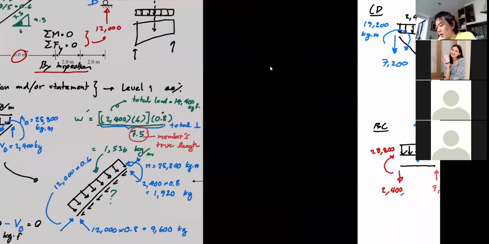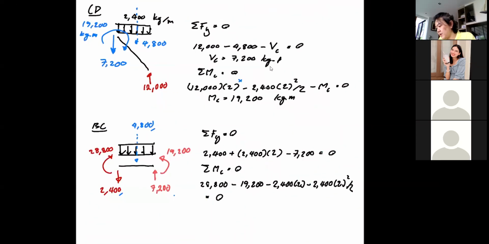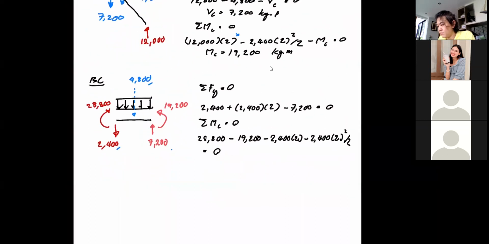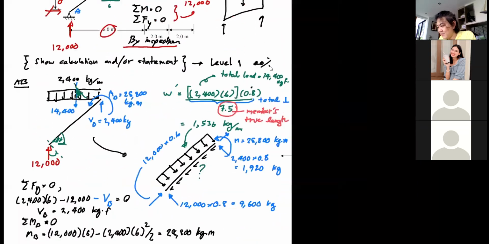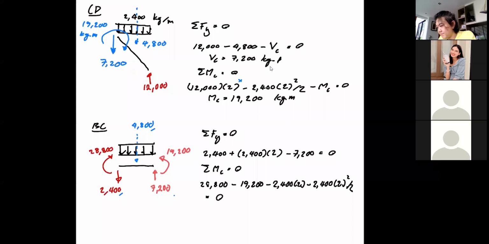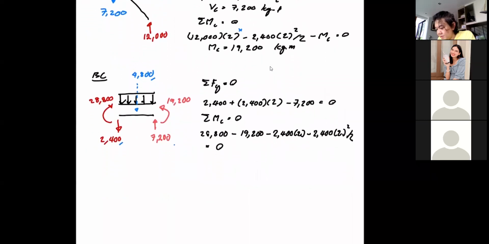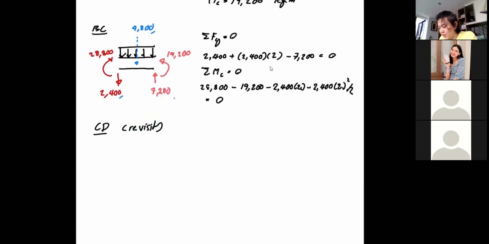And you know, the second one is the repetition of the more of the same thing. For member BC, it's already perpendicular, so we don't have much to do. For, I'm running out of space again. So let's say CD revisit. Okay, because in the end, what you need is this one.